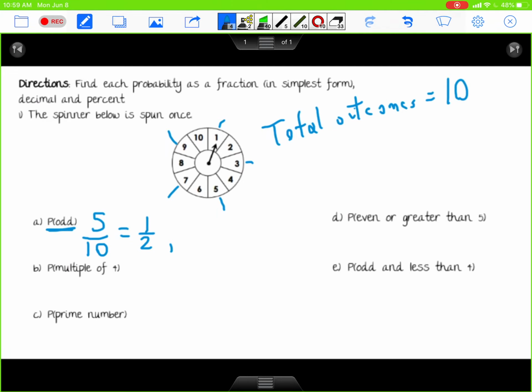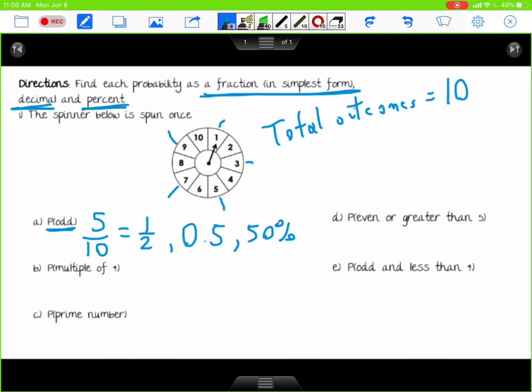Like I said in our directions on the top here, I want the fraction in lowest, simplest form, I want a decimal, and I want a percent. So 1/2 as a decimal is 0.5, and as a percent is 50%. Remember, if you are changing your fraction to a decimal, you do numerator divided by denominator. That's how I got 0.5. And then to get your percent, you move your decimal over 2 spots to the right, and you get your percent of 50%. That should be reviewed from earlier this year.